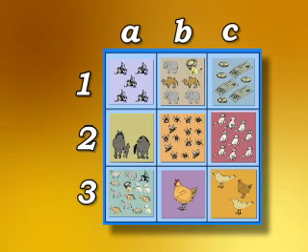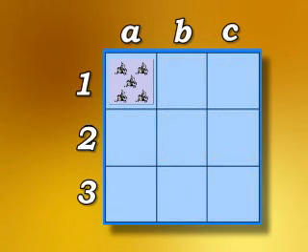Well, I think that it is square 1A. What do you think? That's right, there are 5 monkeys in this picture. So the right answer would be square 1A.